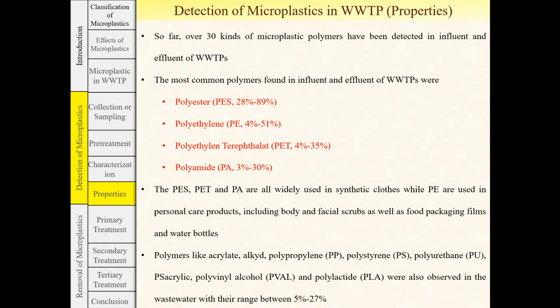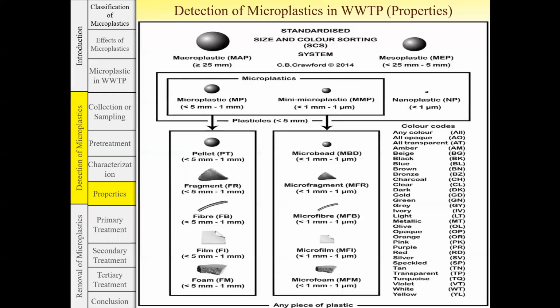Okay. So apart from those four major common polymers, there are certain minor elements as microplastic, which can also be found in the wastewater treatment plant. Here are some examples, that is polypropylene, polystyrene, polyurethane. Okay. So these are the minor elements we can also find in wastewater treatment plant.